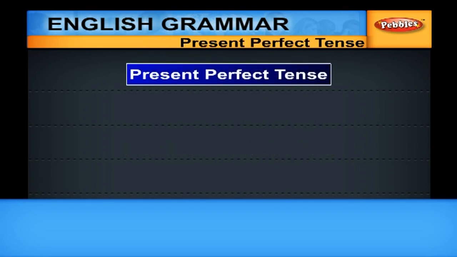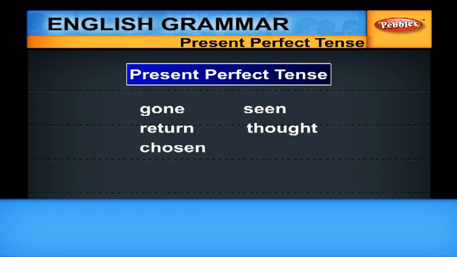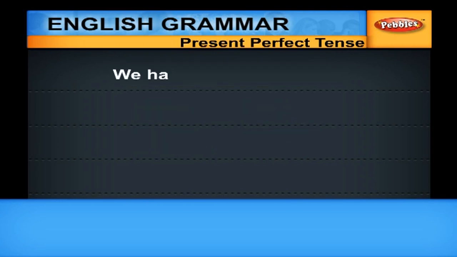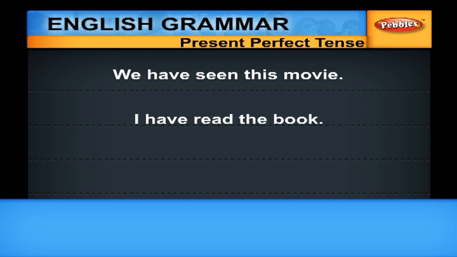Present perfect tense. How do you form a present perfect? In the present perfect, we have to use the past participle as the main verb, what we named as VEN. Gone, seen, returned, thought, chosen. The past participle form has to be used as the main verb. As in the case of VING, this is not an independent verb. It has to be helped with the helping verb.